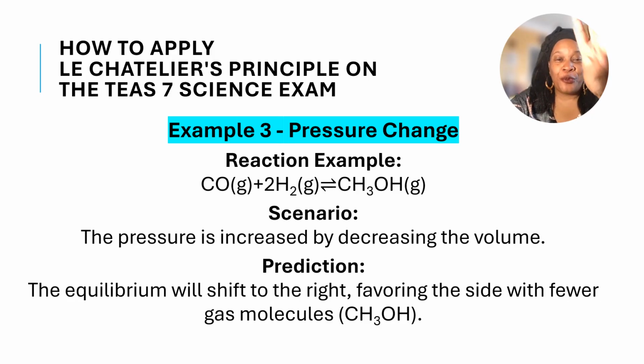Example number 3, pressure change. Here's your reaction example. CO plus hydrogen produces CH3OH. Here's your scenario. The pressure is increased by decreasing the volume. What do you think is going to happen? Well, remember, the equilibrium will shift to the right, favoring the side with fewer gas molecules. Okay?